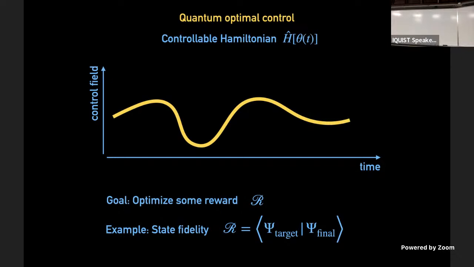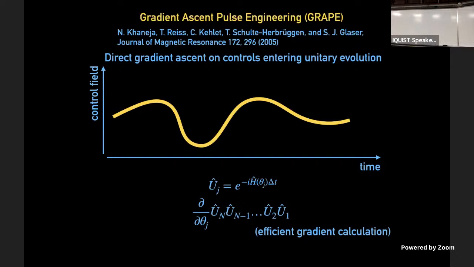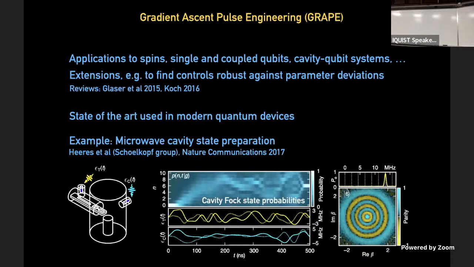And the way to do this is direct gradient ascent, say, on the fidelity of the quantum state, because you know that the evolution is governed by the Schrödinger equation. And so the most famous technique used in this area is called gradient ascent pulse engineering, GRAPE. So maybe the experimentalists among you have used that to find better pulse sequences. And it's really the state of the art used for getting better pulse sequences in modern quantum devices.